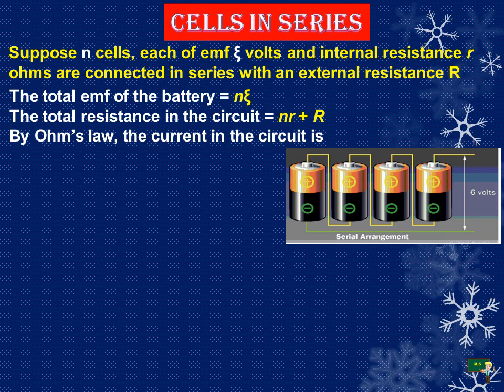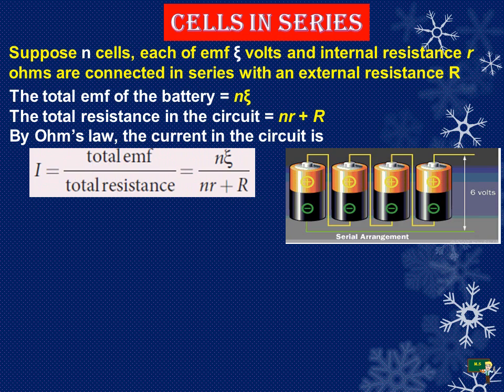By Ohm's law, the current in the circuit I is equal to total EMF divided by total resistance. We know the total EMF is equal to n psi, since there are n cells, and the total resistance is equal to n r plus R.